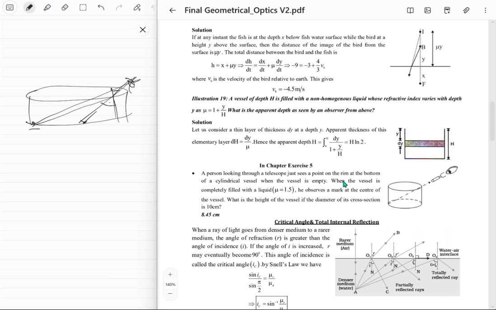Mu is equal to 1.5, which is not distinct from this. But then we know that shouldn't happen actually. Now I just don't know what's going on. How would you do this? Because clearly it's going from denser to rarer. Then what should happen is this should go away from the normal. But this is not the case over here.